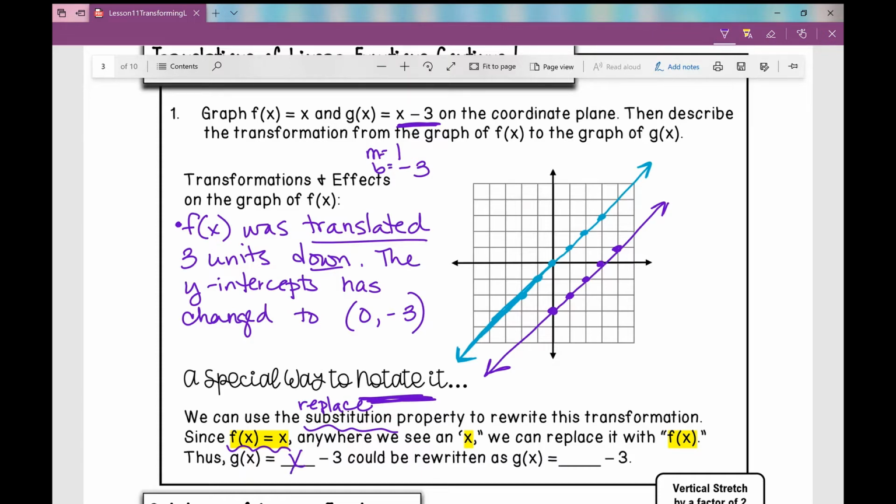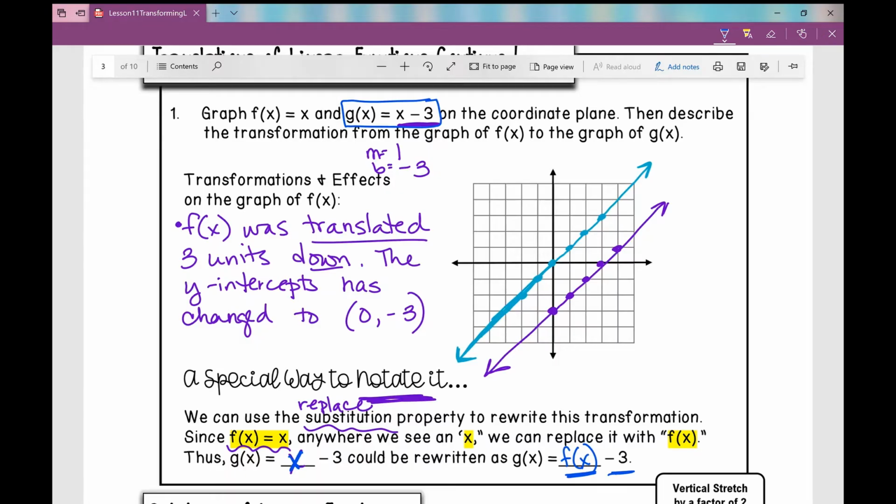That's what's up there, and I'll change colors here so you can see. g of x up here equals x minus 3, so I just put an x right there. It could be rewritten as g of x equals, well, I'm going to remove that x, and since f of x equals x, I'm going to replace it with f of x. And that's just fancy schmancy for, we took the graph of f of x and we moved it down 3.